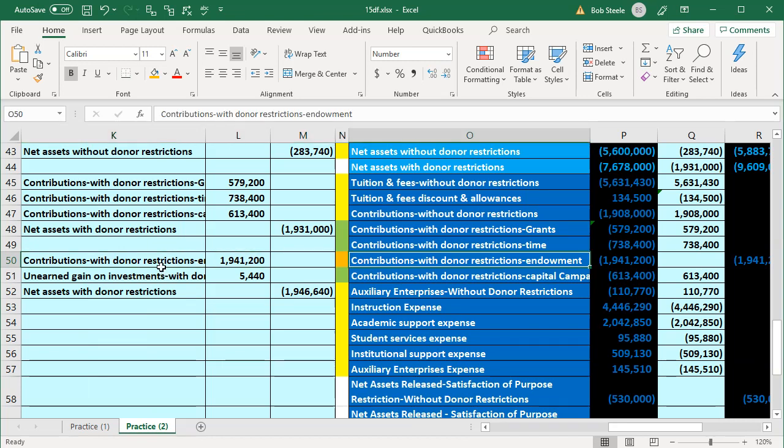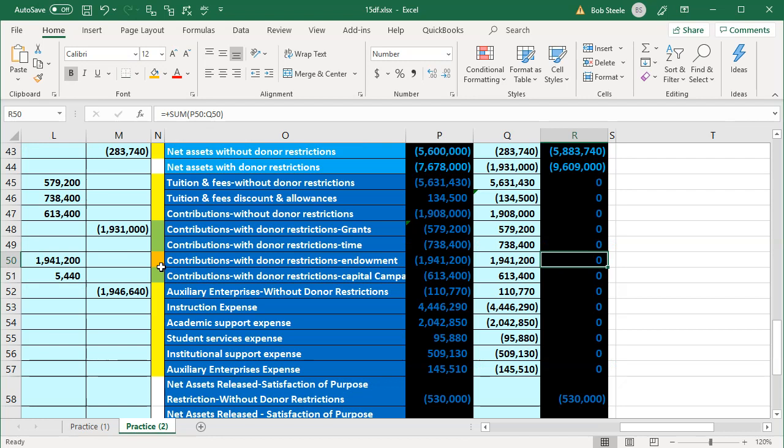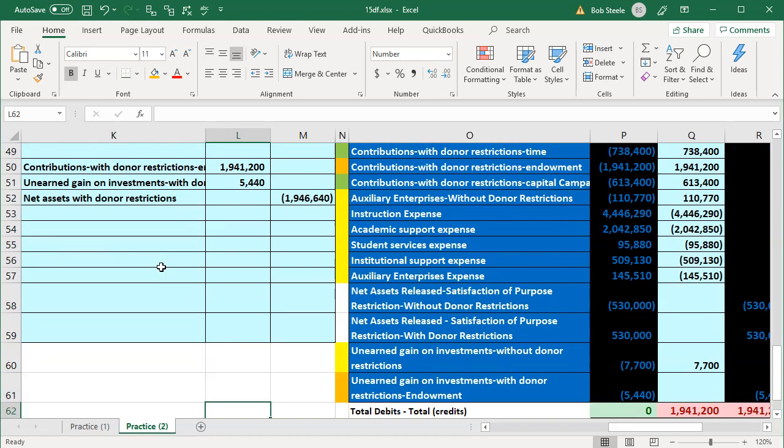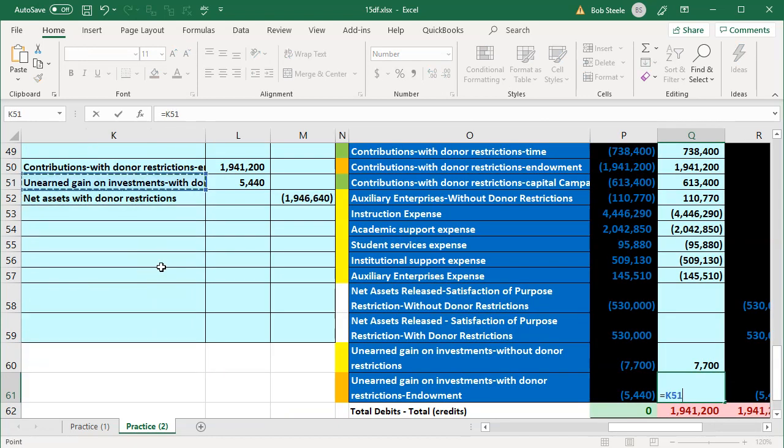Contributions. We're going to be over here in cell Q50. Within Q50, we're going to say equals. Scroll over to that 1,941,200 and enter, bringing the balance down to 0. Then we're going to pick up the unrealized gain on investment, that 5440. Scrolling back down, we're going to be in cell Q61 equals. Scrolling back over to that 5440 and enter. There we have that.